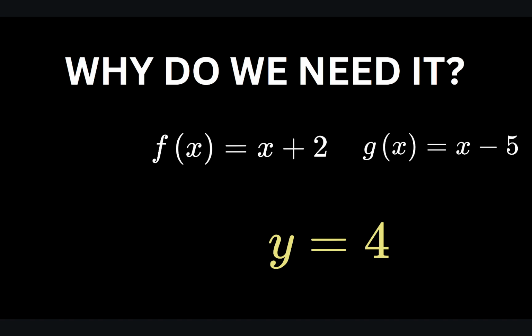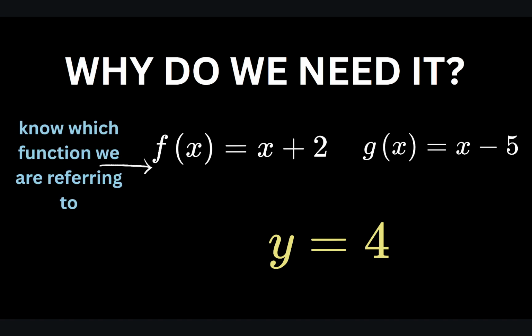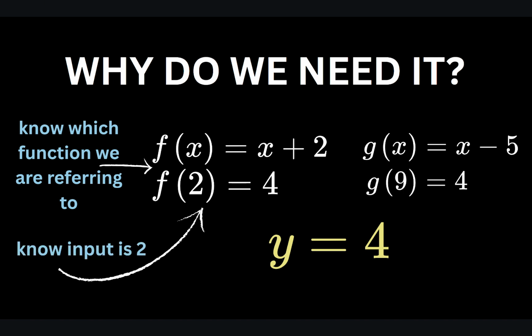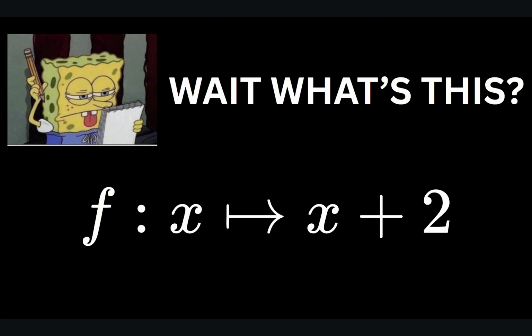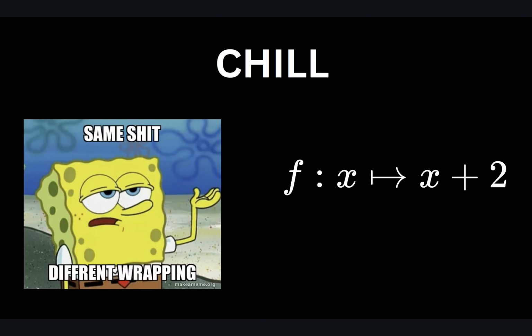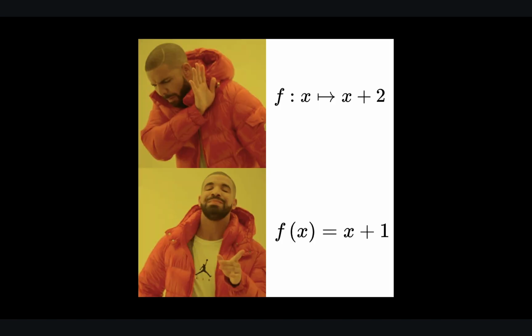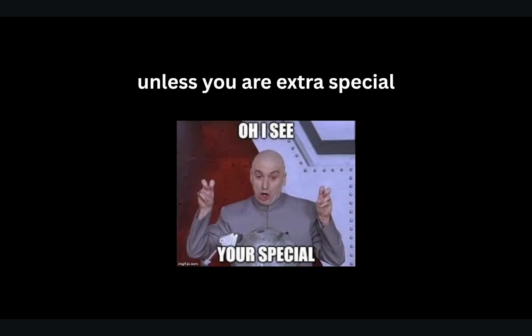Why do we need it? Because instead of having y equals 4, it actually gives us more information. For example, f tells us which function we are referring to, and the number inside the bracket tells us what the input is. Wait, what's this? It's the same thing. Where f is still the name of the function, x is still your input, and whatever is behind the arrow sign is your output. But normally, we use the previous notation, unless you're extra special.